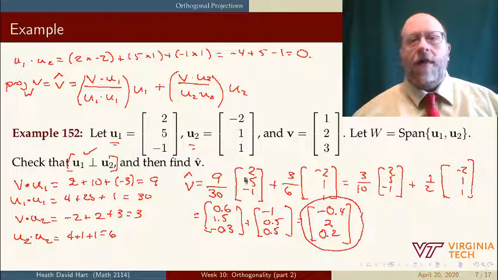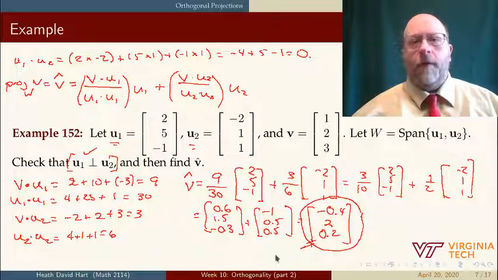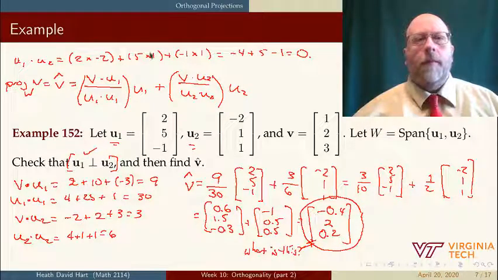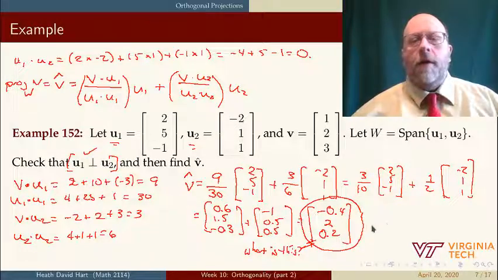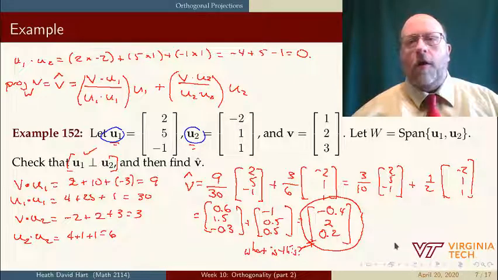So this is the calculation for finding the projection. What is this calculation actually doing for us? What is this vector? So let me draw a small diagram because I didn't leave myself much room left. u1 and u2 are two vectors.